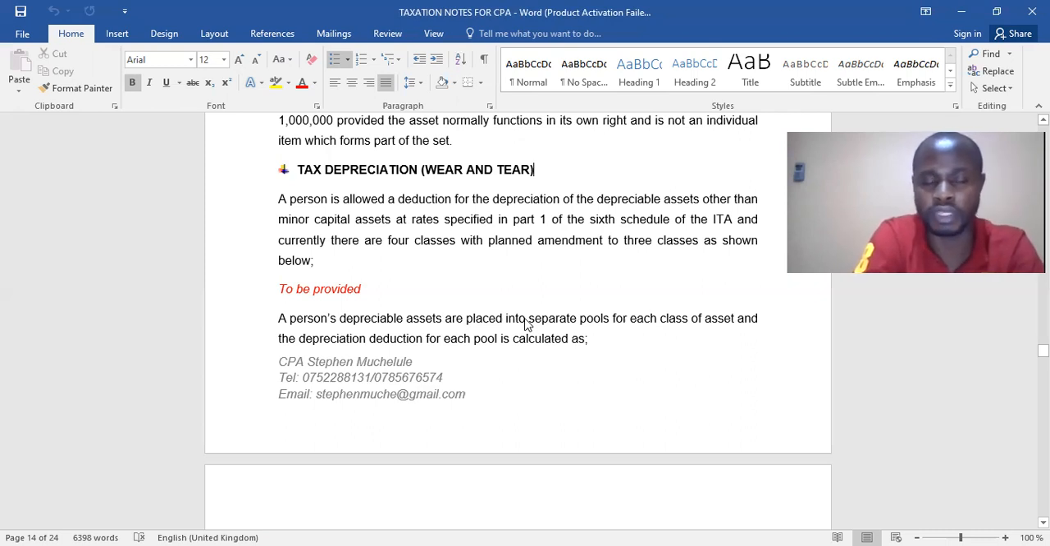Then for purposes of the cost base of a depreciable asset which is a road vehicle other than a commercial vehicle, we added on and said that the ceiling value is 60 million.